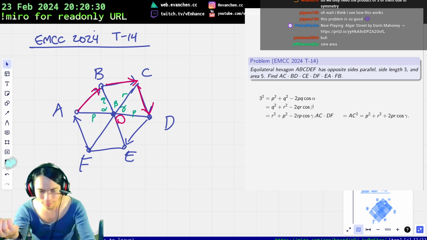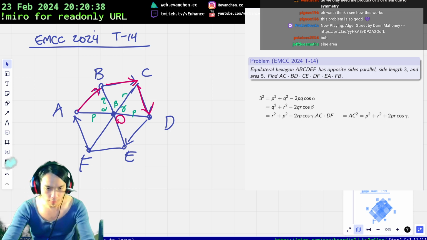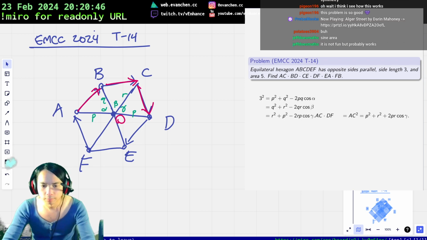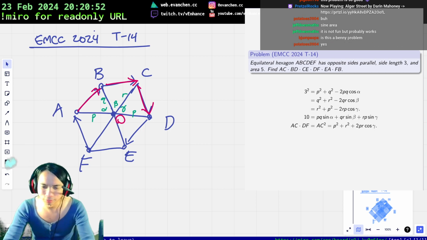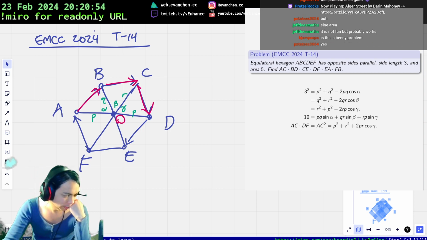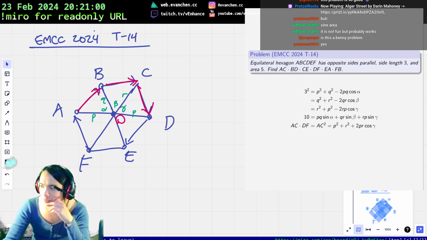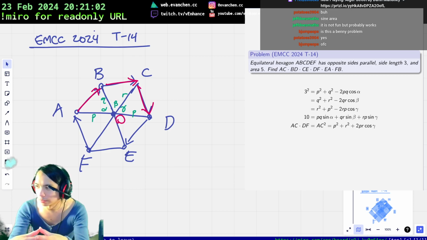And then it's like sine. Oh god. Yeah, the areas you get from the sines, like PQ sine alpha plus QR sine beta plus RP sine gamma is 10. So I think this will eventually work if you force it. I just don't really want to. Because you know that there's going to be some quote unquote algebra miracle, because you're sort of promised that in advance from the fact that there's one extra degree of freedom.